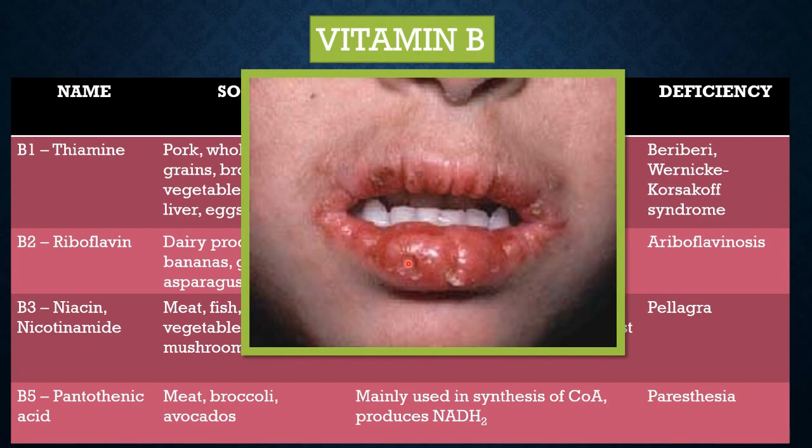Ariboflavinosis is nothing but sores in the mouth. You can see the mouth contains a lot of sores, wound-like lesions, and there will be bleeding also. This arises due to deficiency of vitamin B2.